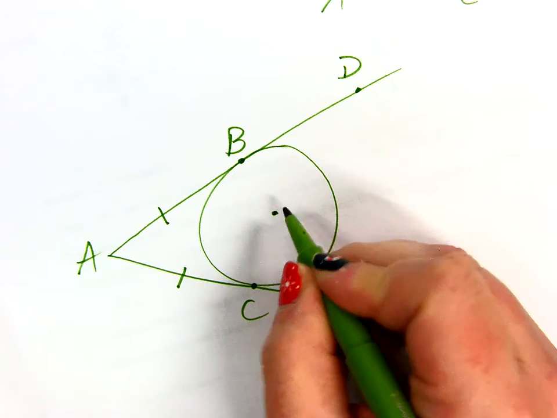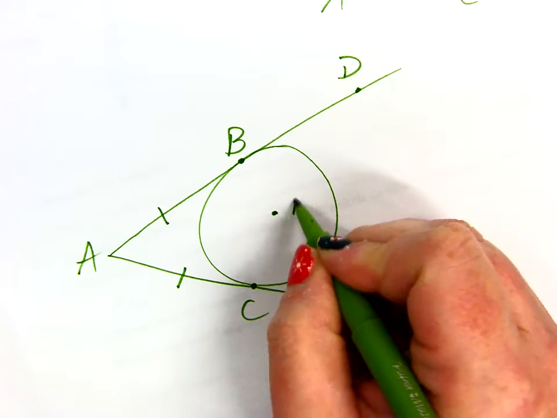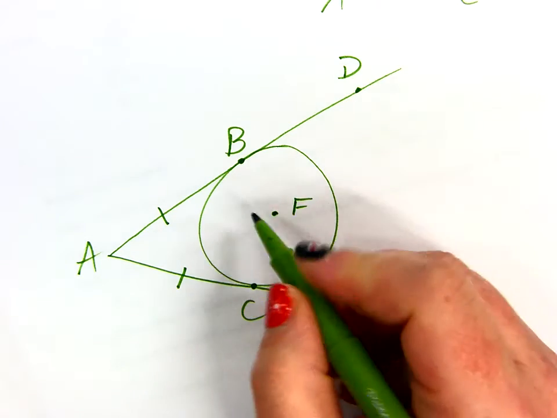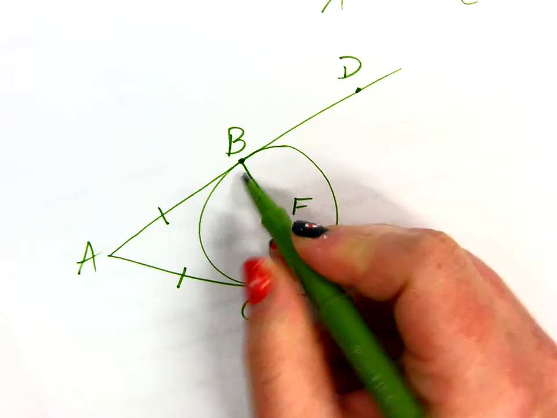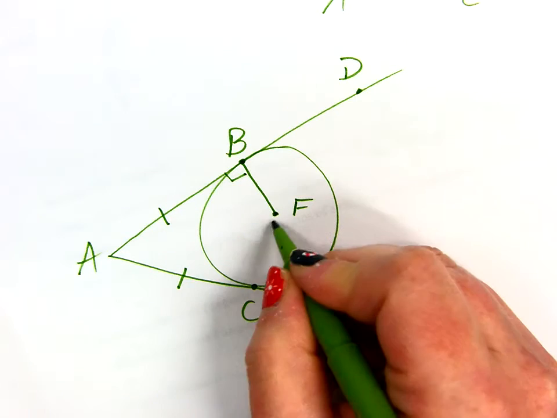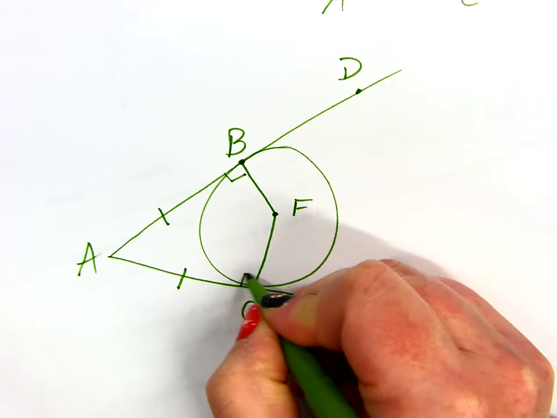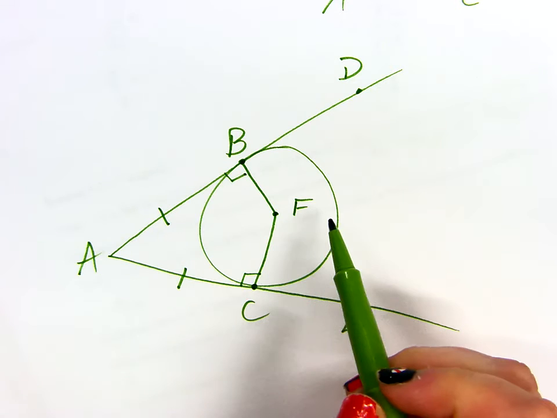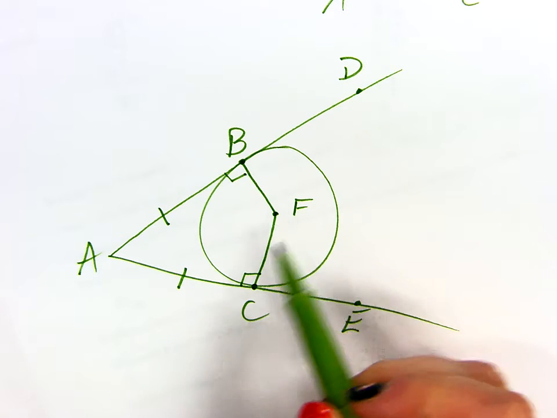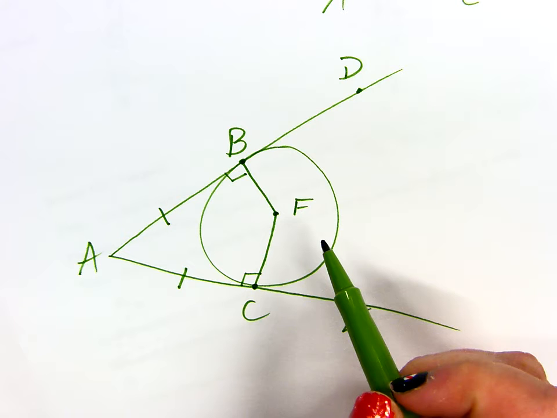So if I draw in the center, and let's call this circle F, if I dropped the perpendicular to each one, because a radius drawn to a point of tangency gives you a 90-degree angle. Isn't this looking familiar? Like we did this one time somewhere?